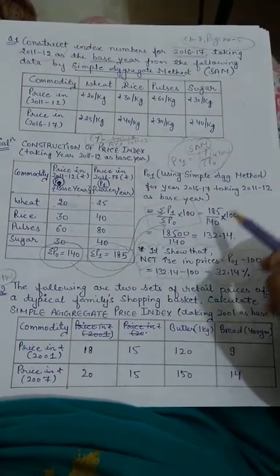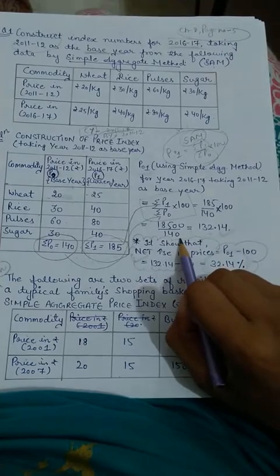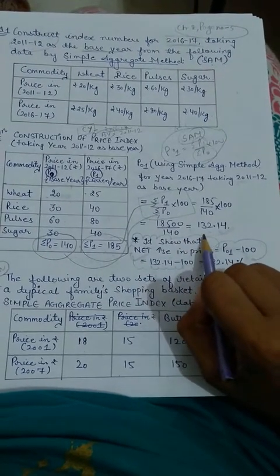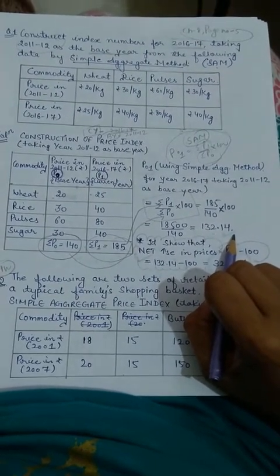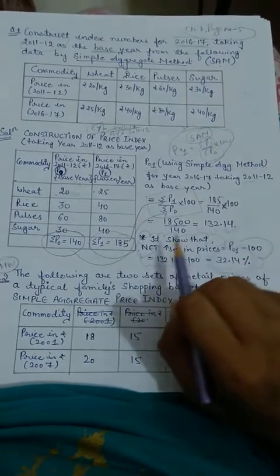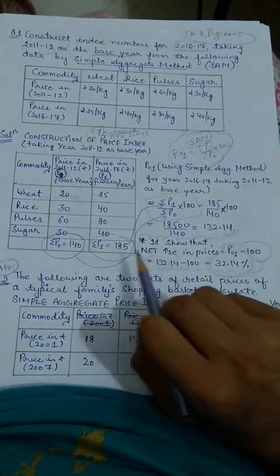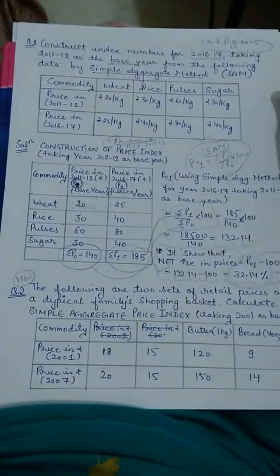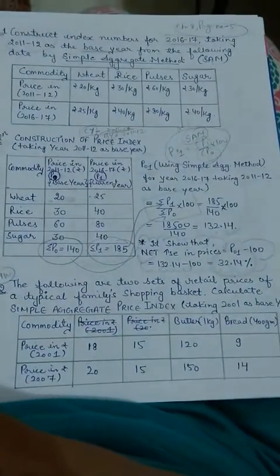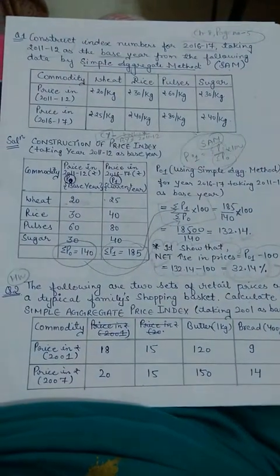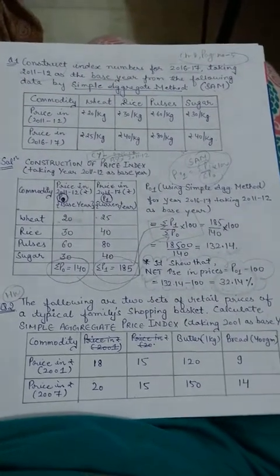After this you have to do simple basic calculations. It will come 18,500 upon 140, which is equal to 132.14. You all know divisions, you can do it very easily. Then there is a star which will tell you how much real increase there is. We will come to know in percentage form exactly how much percentage increase there is in the prices of 2016 and 17 as compared to the prices of 2011 and 12.